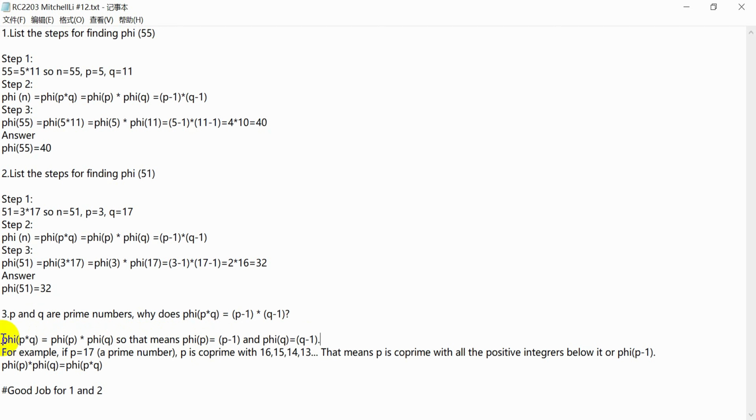The reason why this is correct is because phi is a multiplicative function, so you needed to write that. Because phi is a multiplicative function, this works, and then because p and q are prime numbers, these 2 equations work, and then we get this. So yeah. You can also see the explanation at the beginning of the video, but good job on number 1 and number 2.